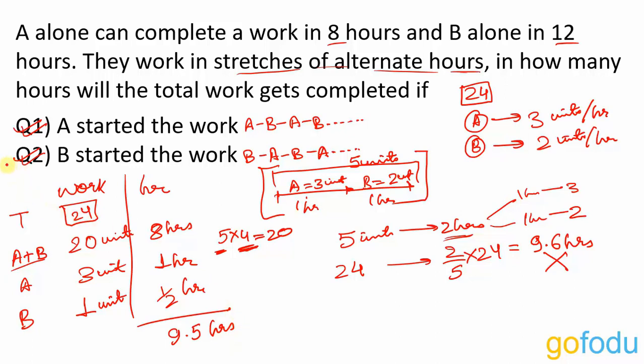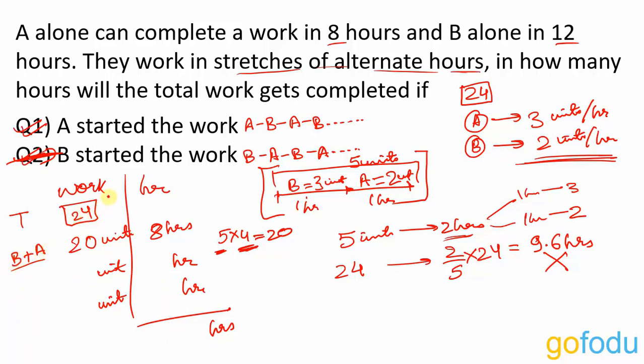Next is the case when B started the work. Let's talk about this second case. B started the work. So till here, everything will remain the same. Rate of A will be 3, rate of B will be 2. One set will be of 5 units, but here we will have B first doing 3 units of work... then A doing 2 units of work. So one set will be of 5 units, which will be completed in 2 hours. So out of total 24 work that needs to be done, here also B will go first, then A.